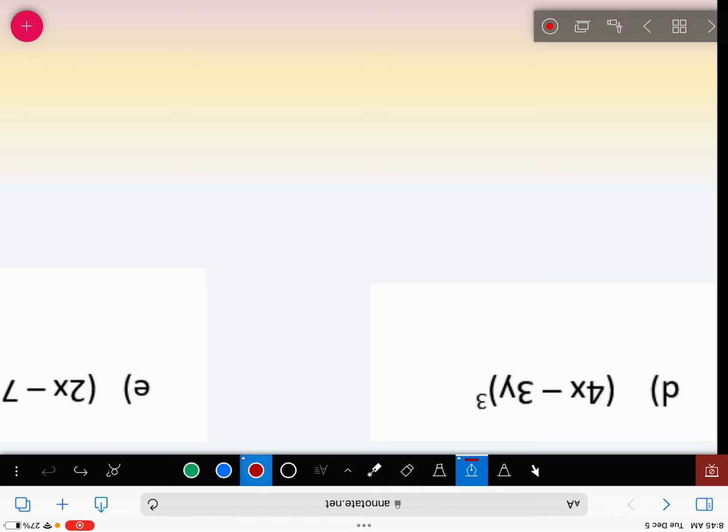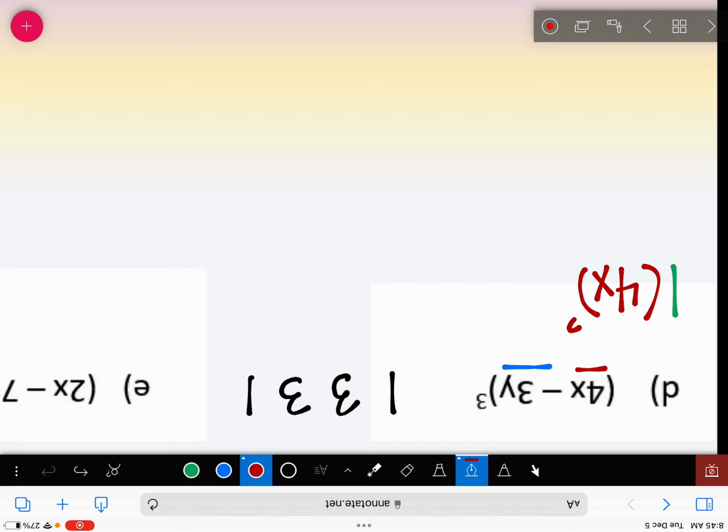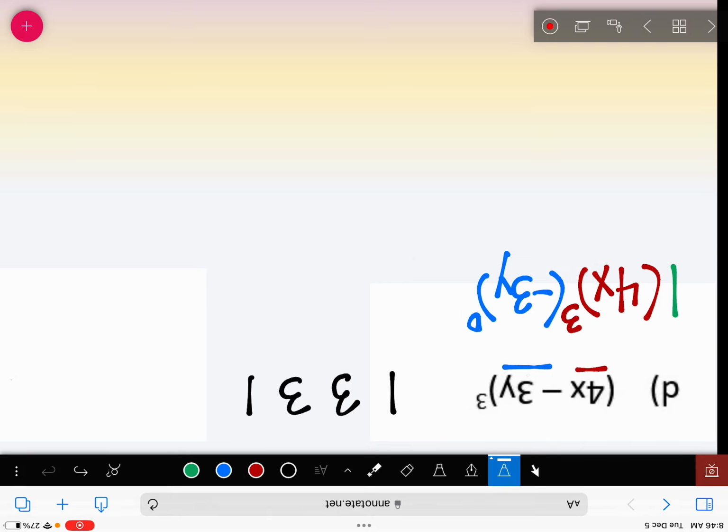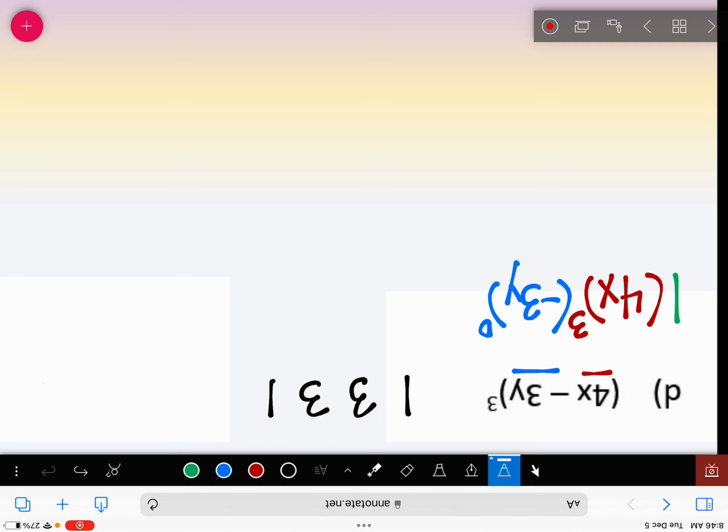What's the numbers in row 3? 1, 3, 3, 1. So this should go a lot easier. So 4x is my first term and negative 3y is my second term. So let's build it. We got 1. And then you start off with 4x to the power of 3. Now you don't necessarily need to write this negative 3y to the power of 0 because that is going to cancel out. But because I am teaching you, I am going to write it. On the test, feel free not to.